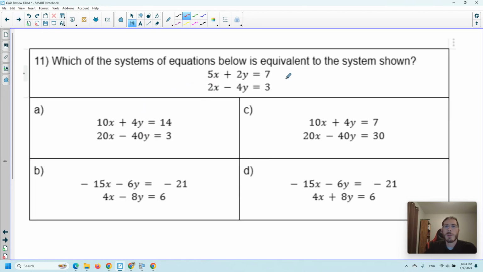For number 11, which one is equivalent to the system shown below? So it'd be equivalent. Again, that's where we're choosing a number to multiply everything by. So this one's kind of tricky just to figure out what we're supposed to do here.